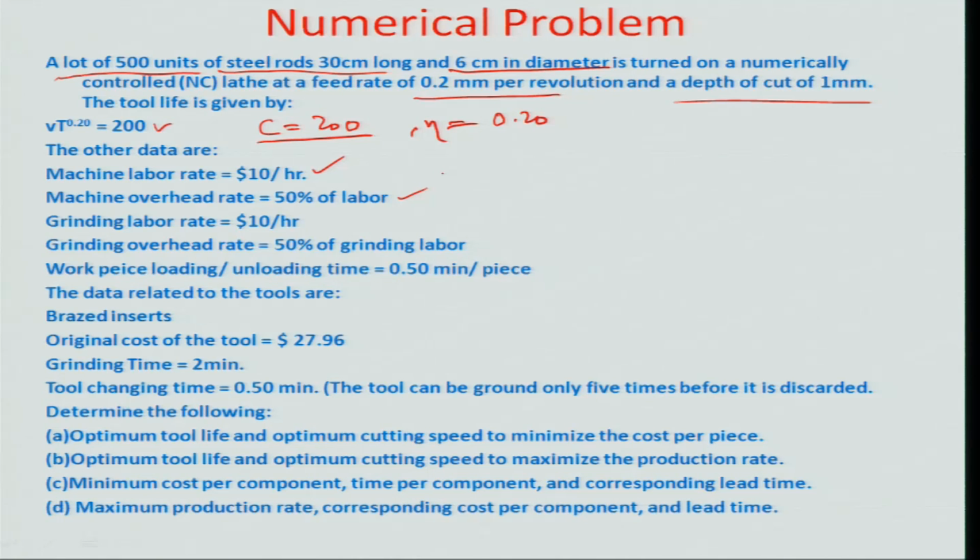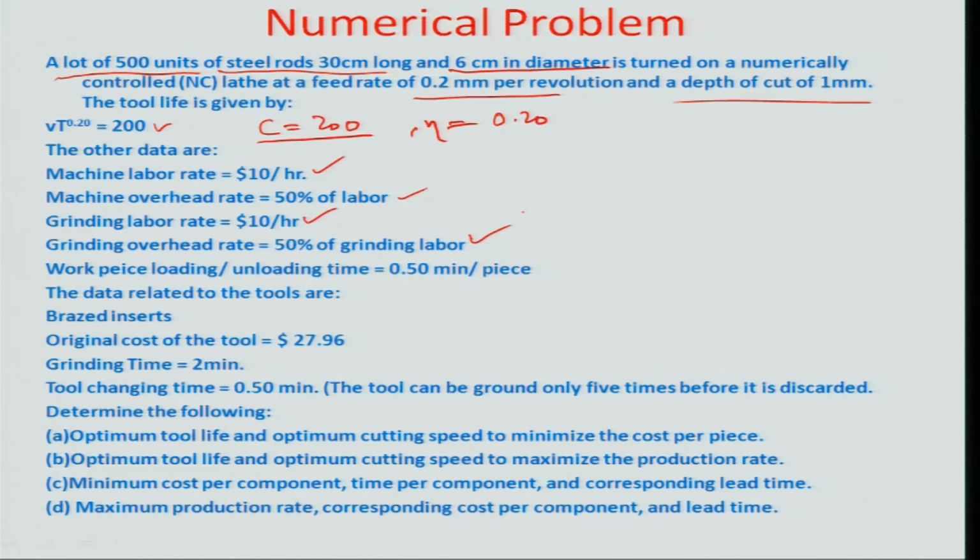That is the whole logic used in all the machining examples or all these machining paradigms. So here also the grinding labor rate comes out to be about the same $10 an hour with a 50% overhead charge, meaning thereby the labor and overhead combined for grinding also is about $15 an hour.